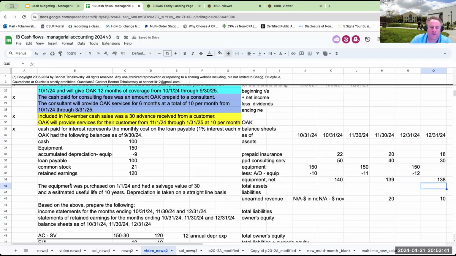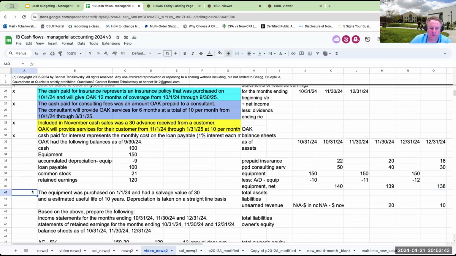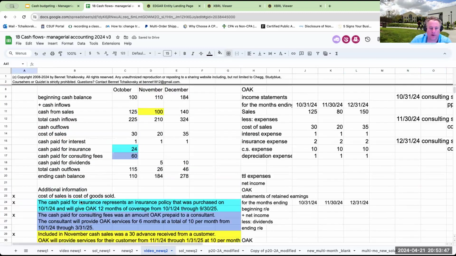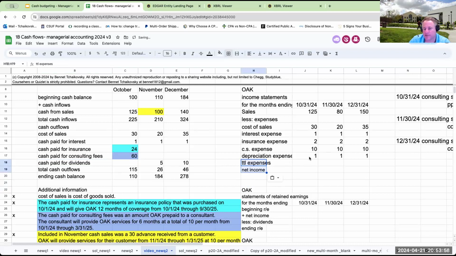Okay. So equipment was purchased and we've dealt with this one now. So we're now ready to go through dividends. If I'm paying dividends to my shareholders, do they go on the income statement? The answer is absolutely not, right? Basically my dividends are going to be part of the statement of retained earnings, which is the next thing we need to go through and prepare.